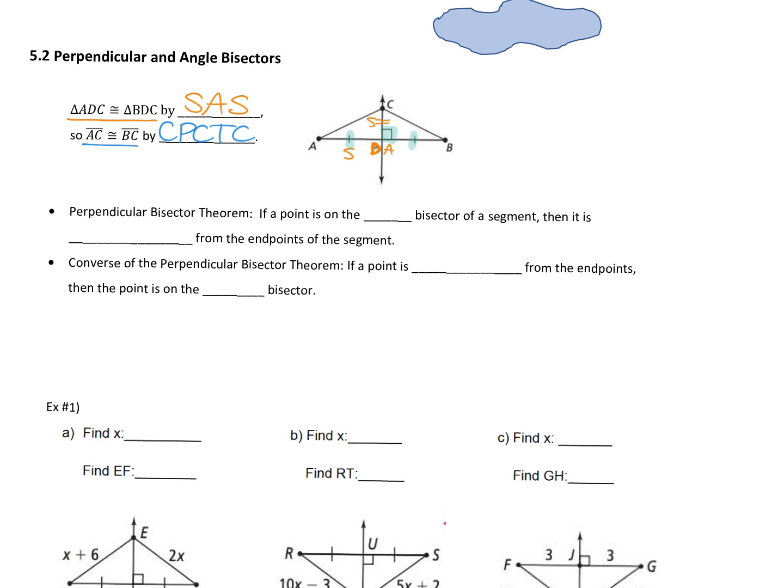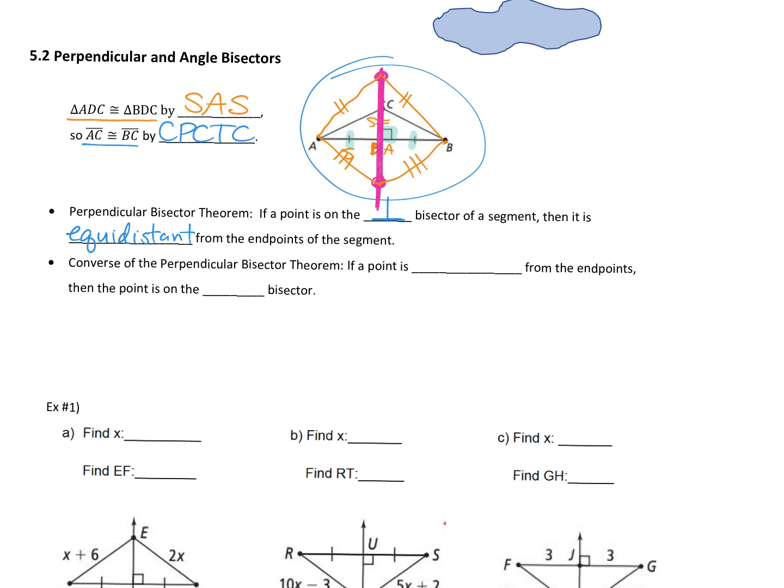When you have a perpendicular bisector, like we do here, then what it says is if a point is on the perpendicular bisector of a segment, then it is equidistant from the endpoints of the segment. So basically what they're saying is a point anywhere on this line, anywhere on the pink line, I could pick a point right here, I could pick a point up here, doesn't matter where I put my point. If it's on the perpendicular bisector, then this length will be the same as that length, and this length will be the same as that length.